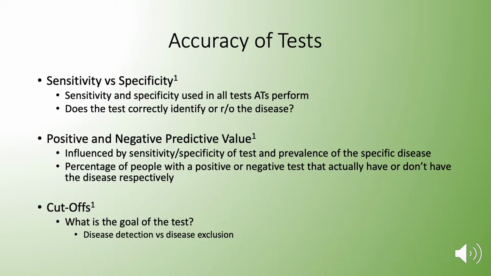And finally, there will be cutoffs for certain tests to determine if it's abnormal or not. And really, these are determined by the goal of the test. Is it disease detection or disease exclusion? If it's detection, it's going to weigh a little more heavily on sensitivity. And if it's exclusion, it's going to weigh a little more heavily on specificity, as basically no test has 100% sensitivity and specificity.